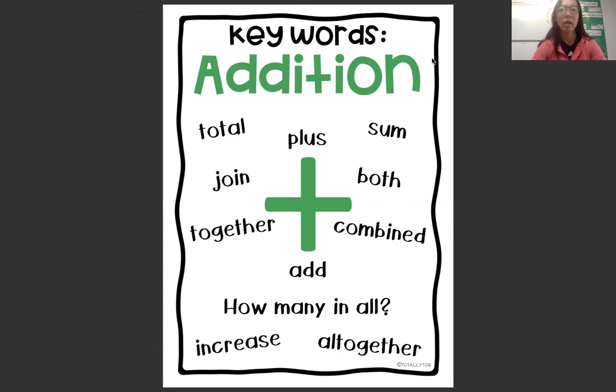Remember, we had quite a few words that can help us think that our word problems could be using addition. Remember that we can't rely on these key words. They're words that help us start thinking about addition, but we might have to just check and see, is that what we're really doing? So words could include total, plus, sum, join, both, together, combined, add, how many in all, increase, and all together.